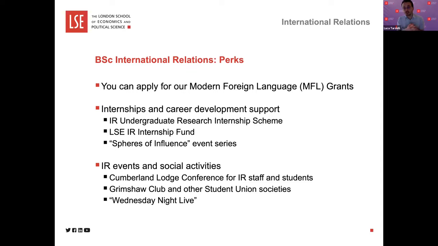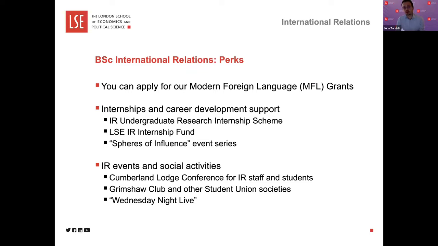If instead you're interested in taking internships in, let's say, charities and NGOs or small and medium size enterprises, we also have the LSE IR Internship Fund. This allows the department and the school to fund your internship in an organization, an NGO, or a small enterprise that you find, applied for, and where you secured an internship place. Sometimes these organizations may not have the funds to cover a basic salary. So this is where the internship fund steps in to allow you to take that position, but also to have your expenses covered and a small salary as well.